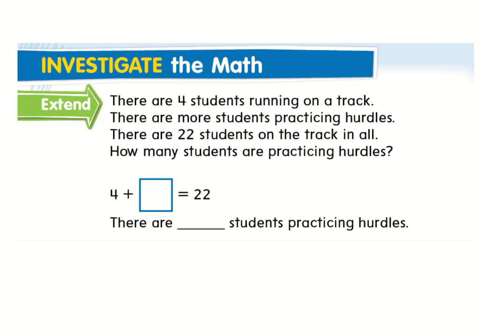Alright, so boys and girls, let's get started today on our missing addends. So there are 4 students running on a track. There are more students practicing their hurdles, so we don't know what that one's going to be. There are 22 students on the track in all, so how many students are practicing their hurdles?